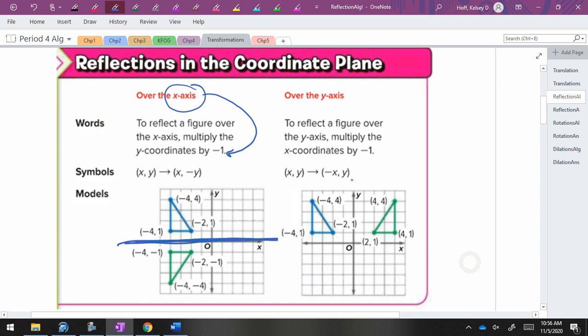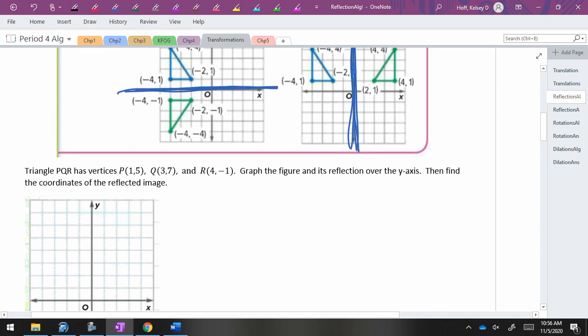Or on the opposite, going over the y-axis changes the horizontal placement, the left versus the right, which then changes the x-coordinate. So it changes the opposite coordinate. Going over the x changes the y-coordinate. Going over the y changes the x-coordinate.